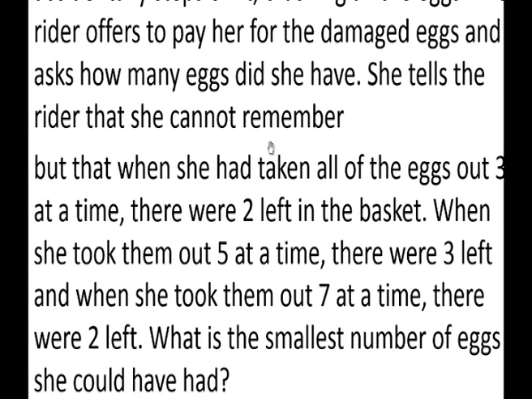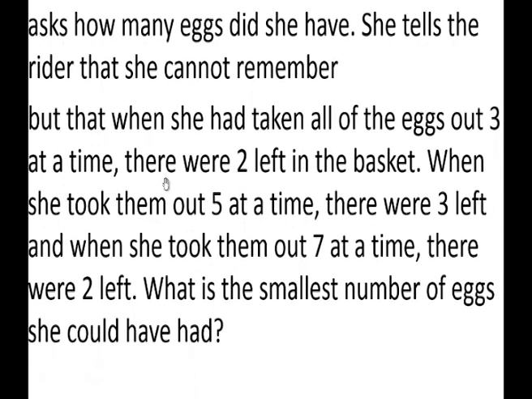So the rider is ready to pay, but she does not remember how many eggs were in the basket; she only knows that when she takes 3, she is left with 2, when she takes 5, she is left with 3, and when she takes 7, she is left with 2. The question here is how to solve it, that is, what is the smallest number x of eggs she could have had.